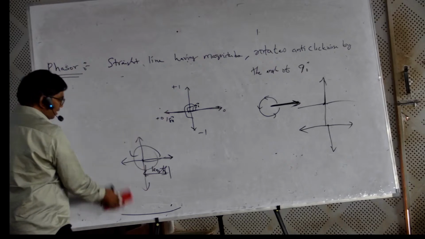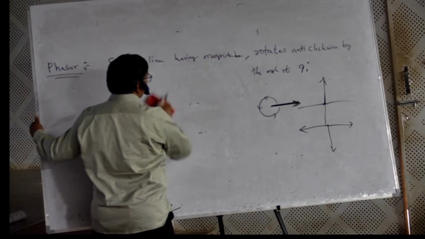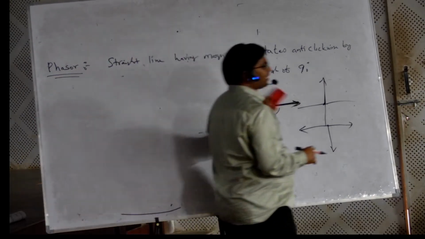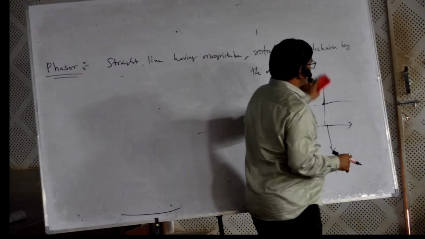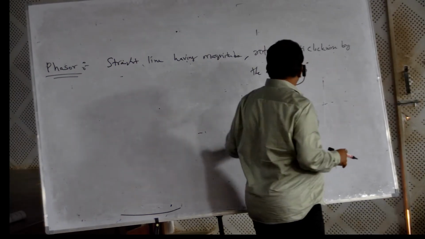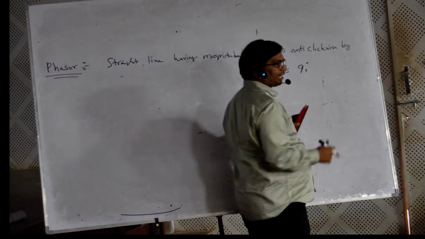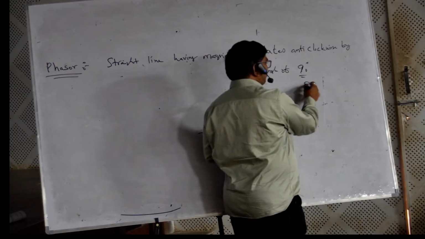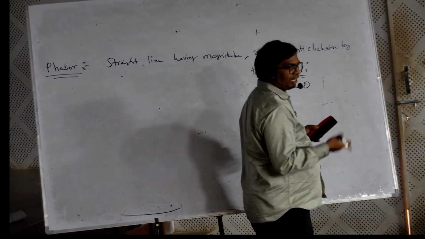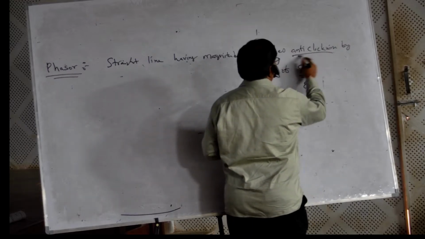What is the meaning here? The definition of phasor is a straight line having the magnitude which will rotate in the anti-clockwise direction by the angle of 90 degrees. Or you may write the angle of theta also. Not 90, it may be an angle of theta. Theta may be any value: 0, 30, 40, 50, 90. But anti-clockwise it will rotate. This is very, very important.